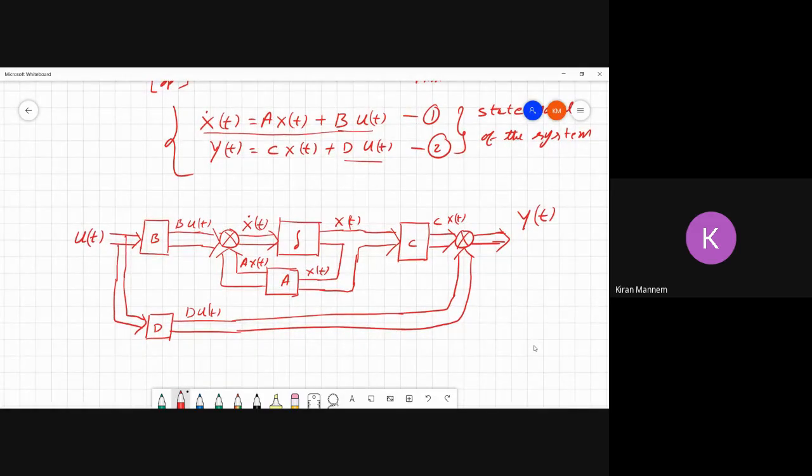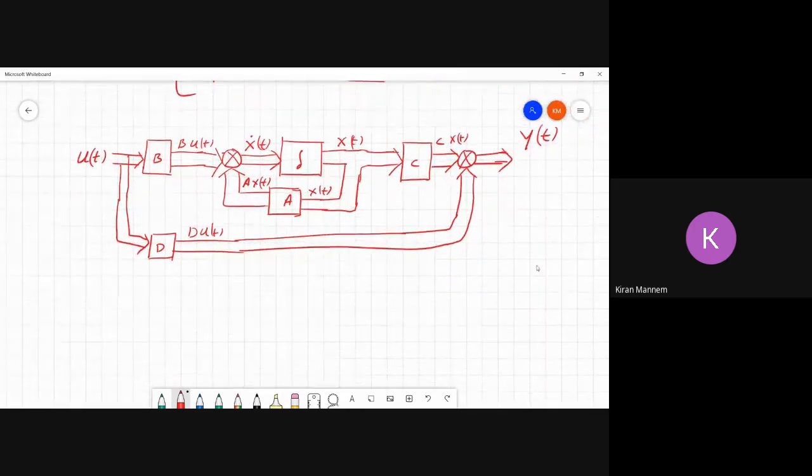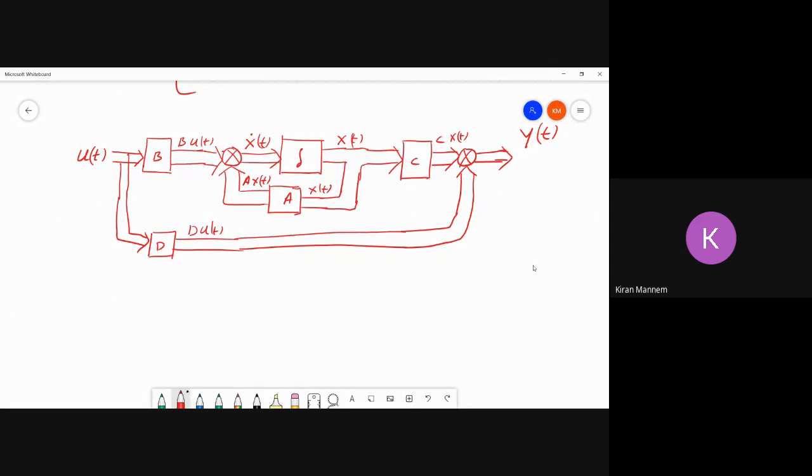Now let us find out the state model for SISO. This is for MIMO, right? So we have multi-variables: input variables, state variables, and output variables. So the state model for SISO, that is single input, single output system. For a single input and single output system, what is the M value? M equal to 1 and P equal to 1.